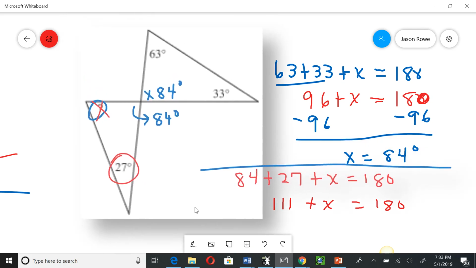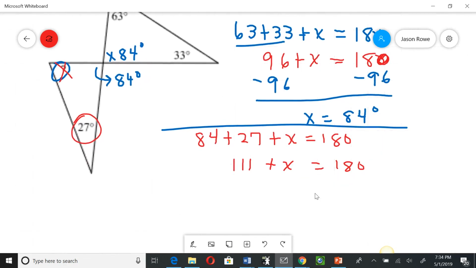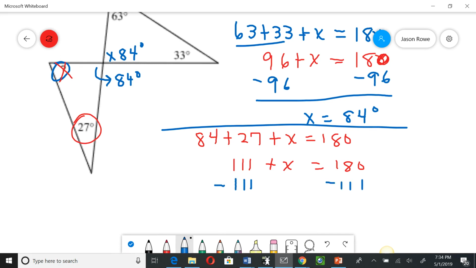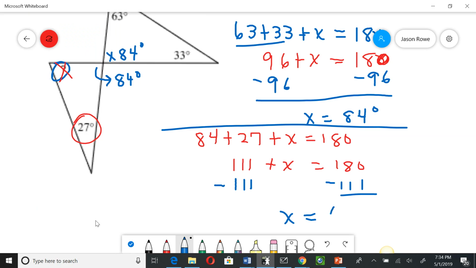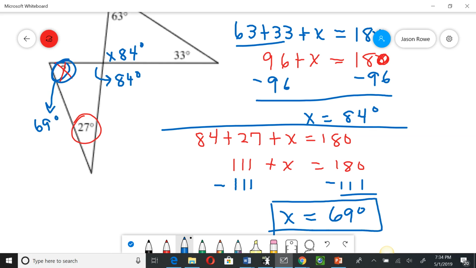So we're going to subtract 111 from each side. And so x is going to equal, again, we got 180 minus 111, and we'll get 69 degrees. So this angle right here is 69 degrees. That's our final answer. So this one really is just a two-step process, but we still have to find this missing angle right here first, then use that because these are vertical angles and they are congruent to help us figure out that missing value.